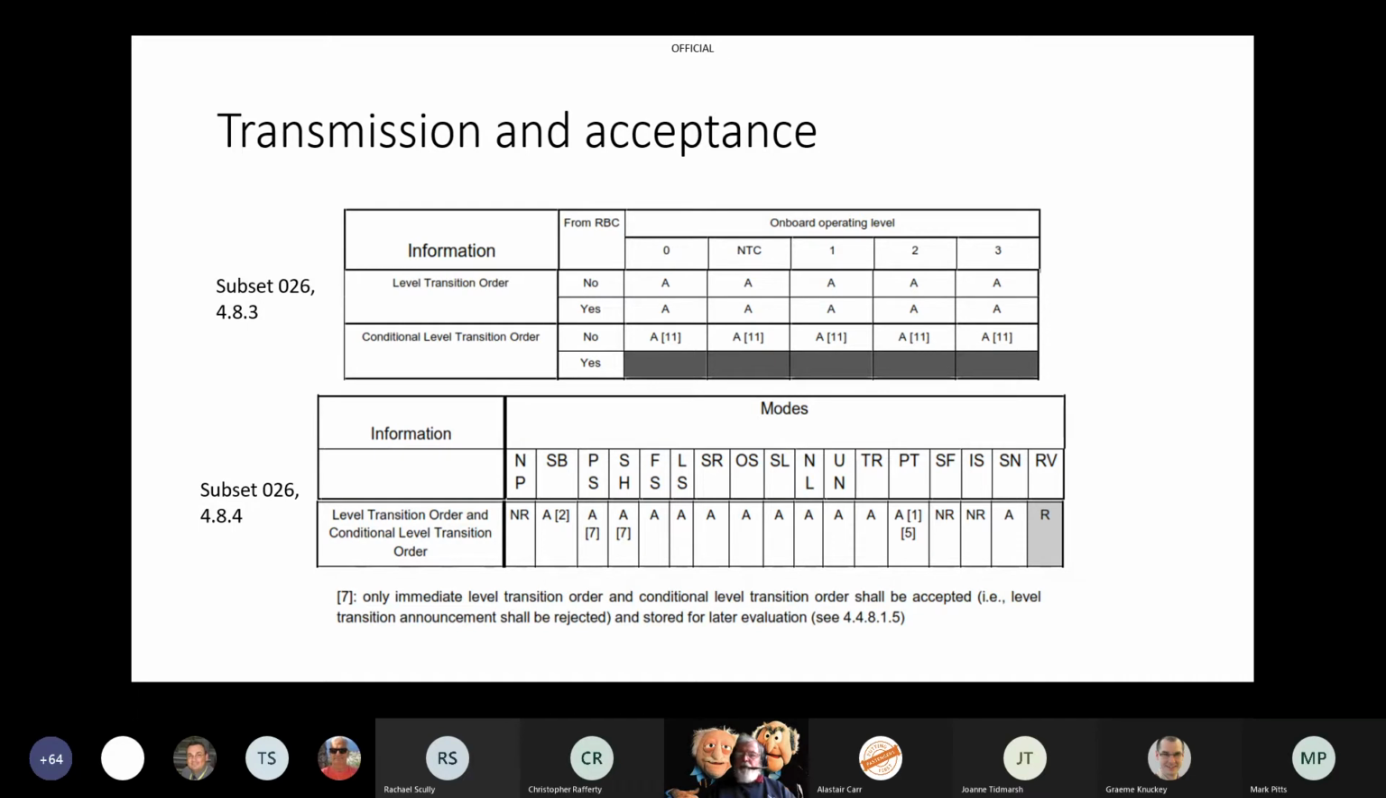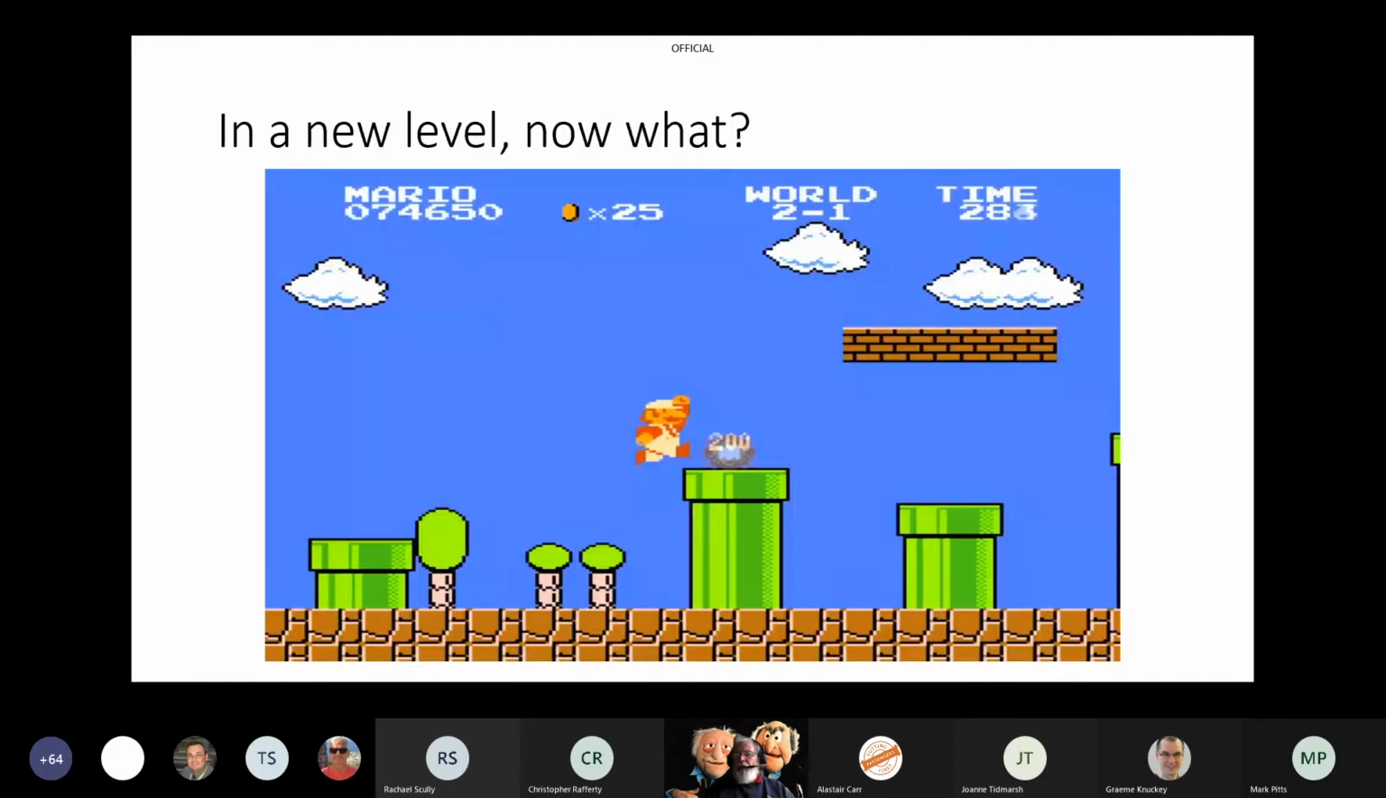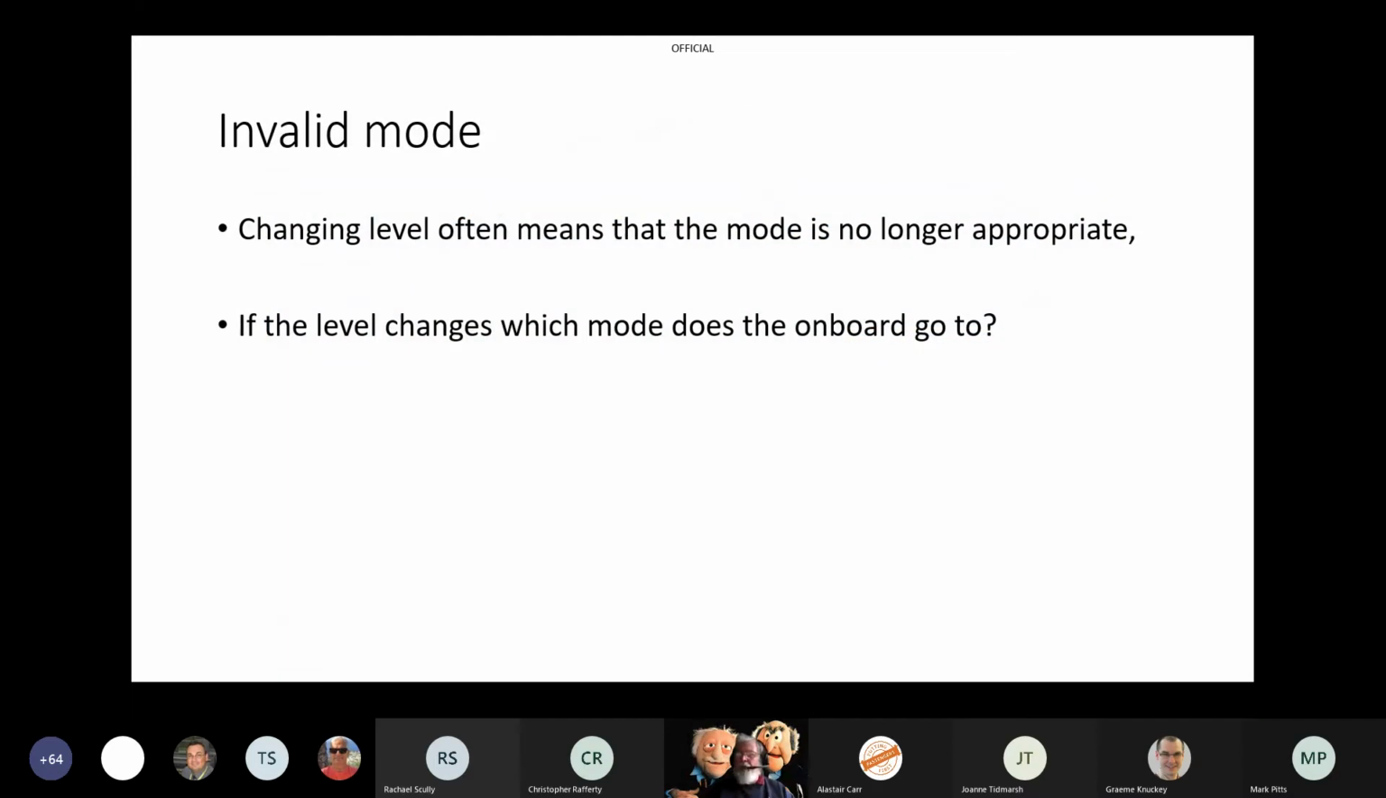But providing we send the transition order by the right medium, we're in the right mode, then the level will change. So we're in our new level, ready to go. If we were in level NTC, we would have been in potentially System National, SN mode. We've changed to level 2, SN isn't a valid mode. So the action of changing level often means that the mode has to change as well. So what mode will the onboard transition to?